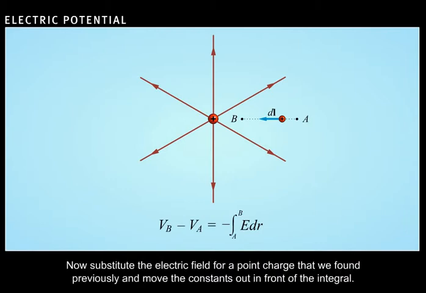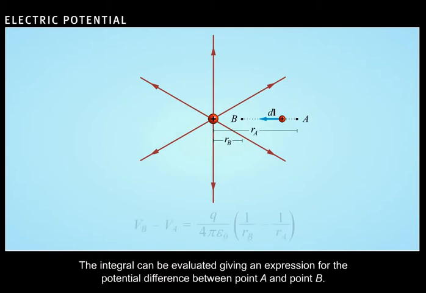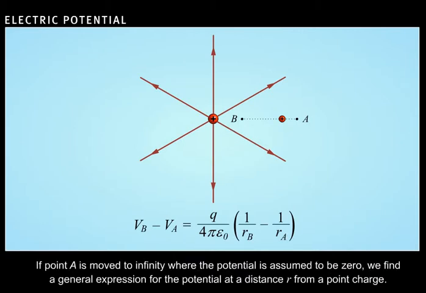Now substitute the electric field for a point charge that we found previously and move the constants out in front of the integral. The integral can be evaluated, giving an expression for the potential difference between point A and point B. If point A is moved to infinity, where the potential is assumed to be zero, we find a general expression for the potential at a distance r from a point charge.